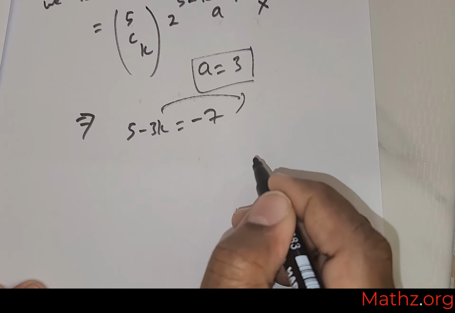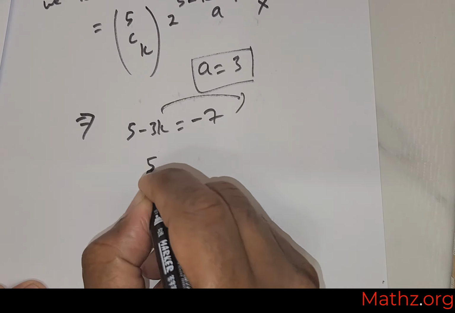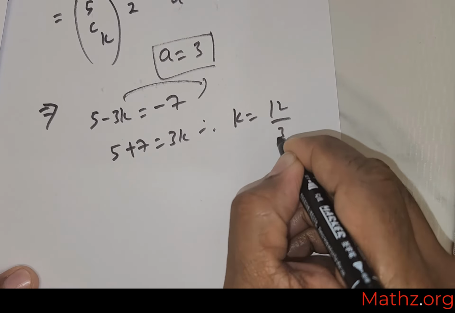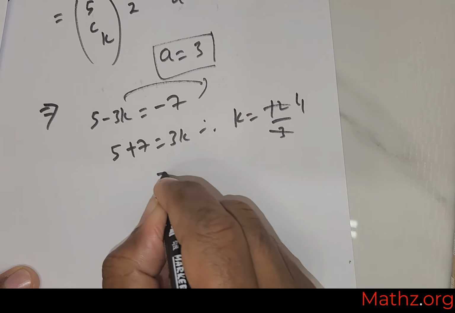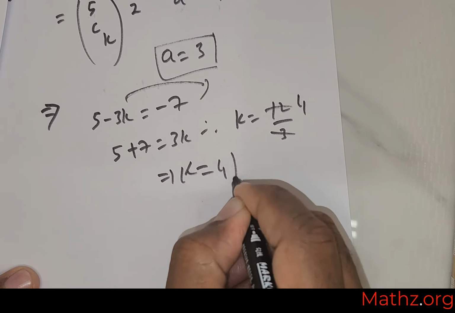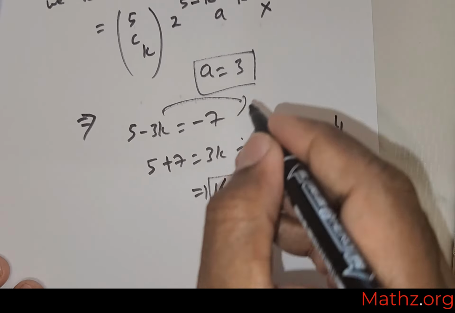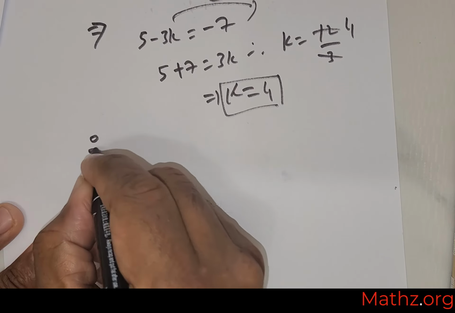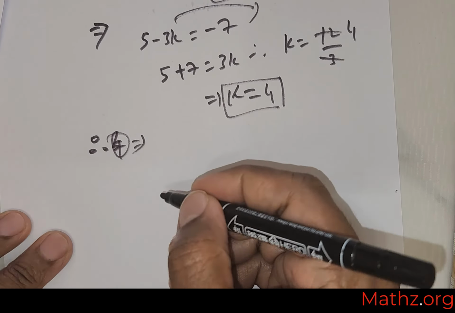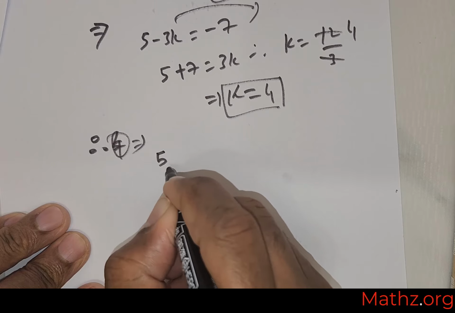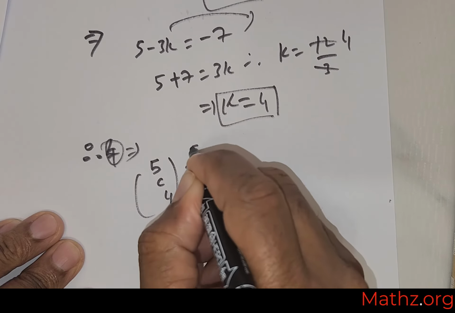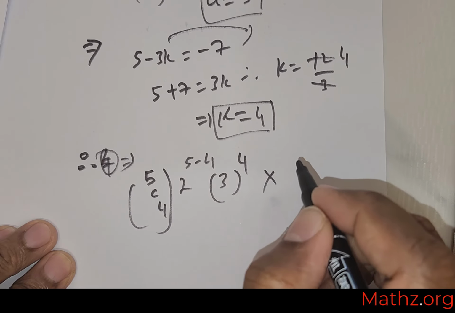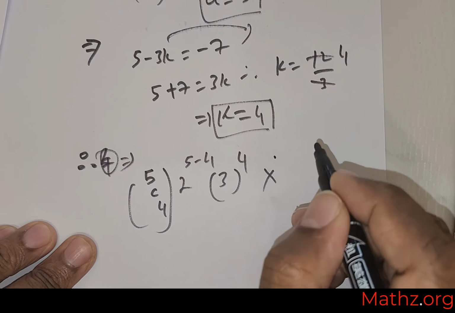So this means move this 3k to the other side. So it's going to be 5 plus 7 is equal to 3k. Therefore k is equal to 12 over 3. 3 divides 12 4 times. So this means k value is found. k is equal to 4. So if I were to take this as the 4th term, therefore my term is going to be equal to 5c4 times 2 raised to the power of 5 minus 4. a is 3, so 3 raised to the power of 4 times x raised to the power of negative 7.